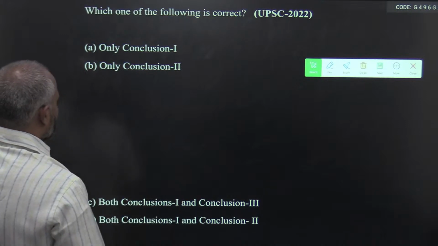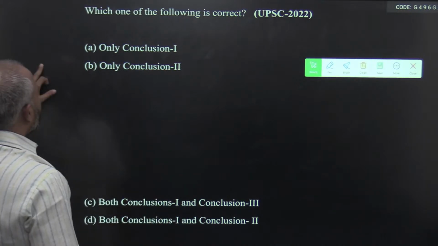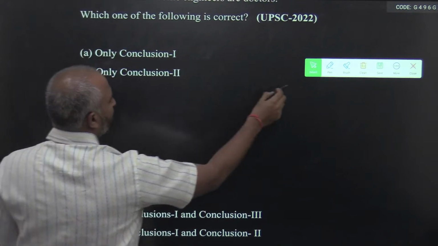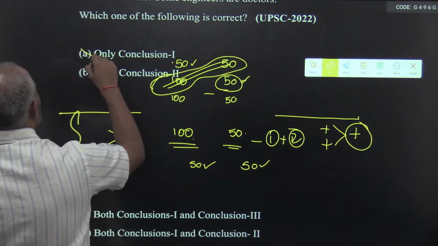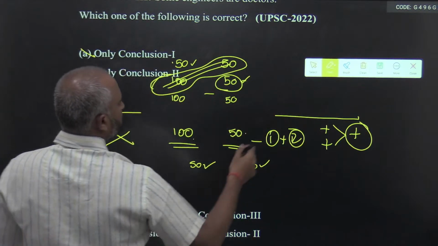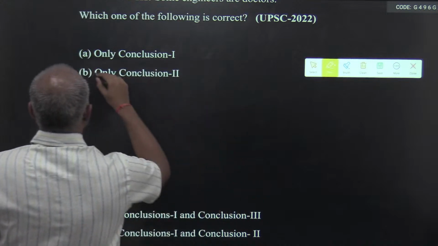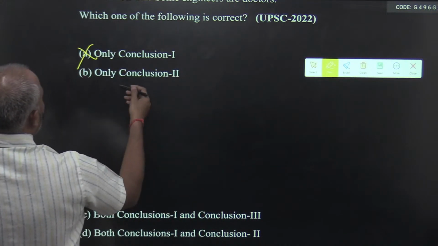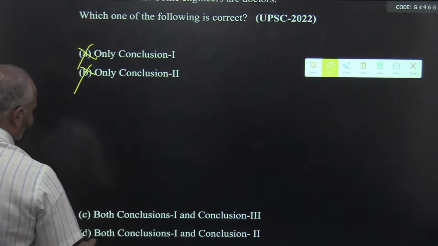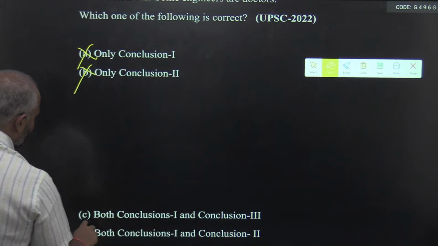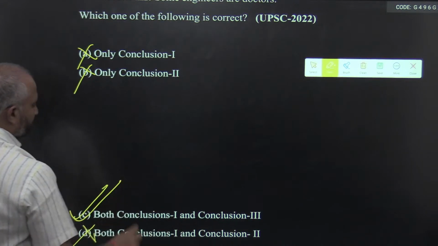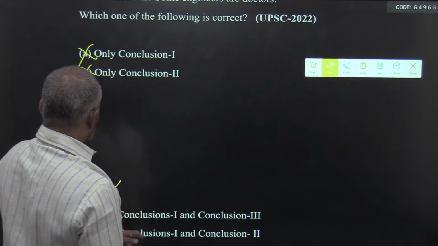So he has included both conclusion 1, 2. So only conclusion 1 is not an answer. Why? Because conclusion 3 was correct. So only conclusion 2 is wrong. Or you can even do this without solving. You know that conclusion 2 is wrong, right? So eliminate all that. So the option is C. The option is C.